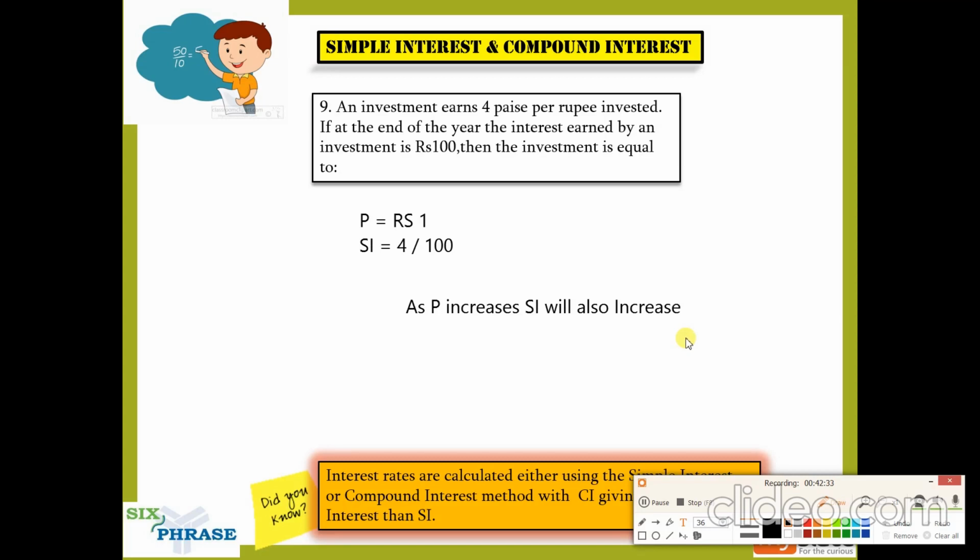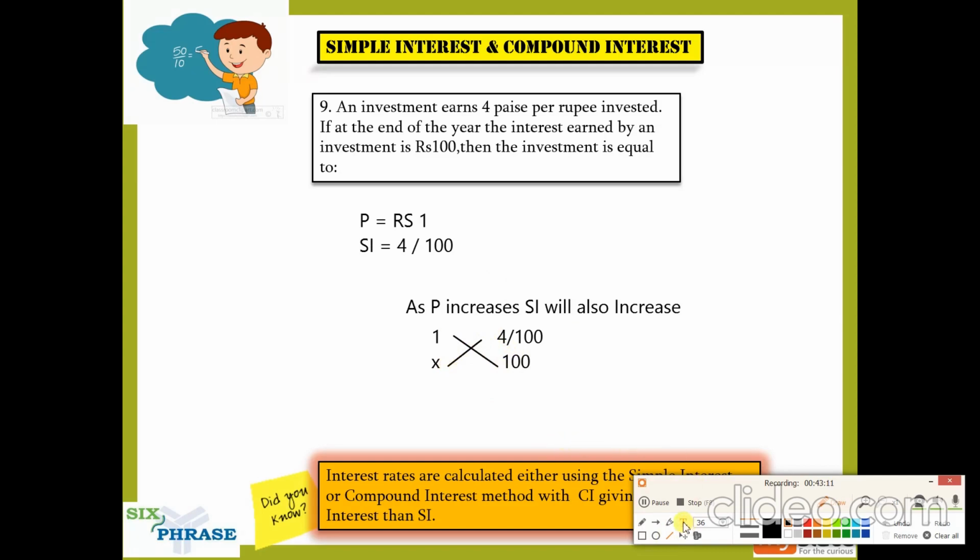So here, for 1 rupee principal, the simple interest that you are getting is 4 by 100. I'm trying to convert paise into rupees, guys, so that is why 4 by 100. But they say for X amount invested, the interest that they earn is rupees 100. Now you just cross multiply this, because P and SI are directly proportionate. You will get the answer.